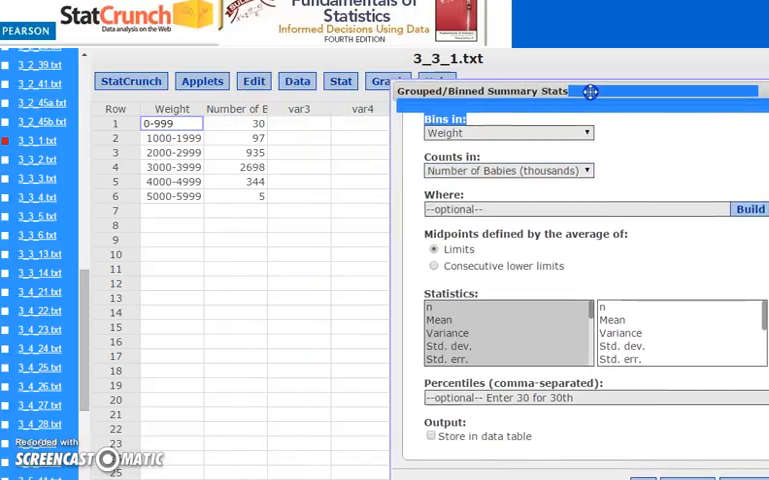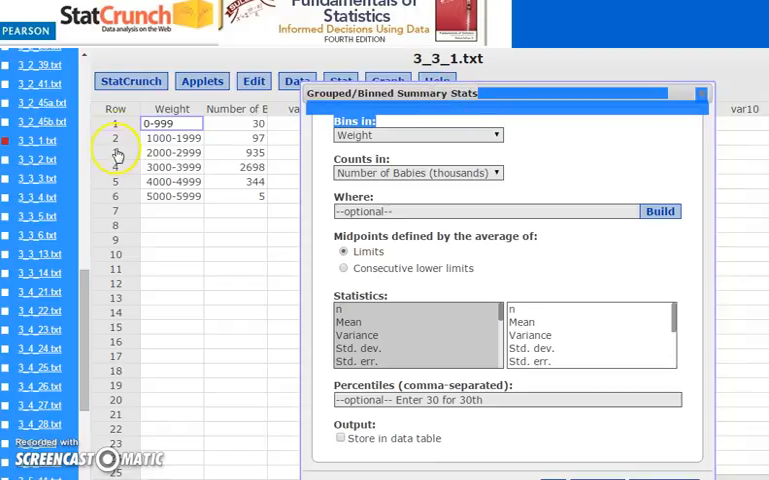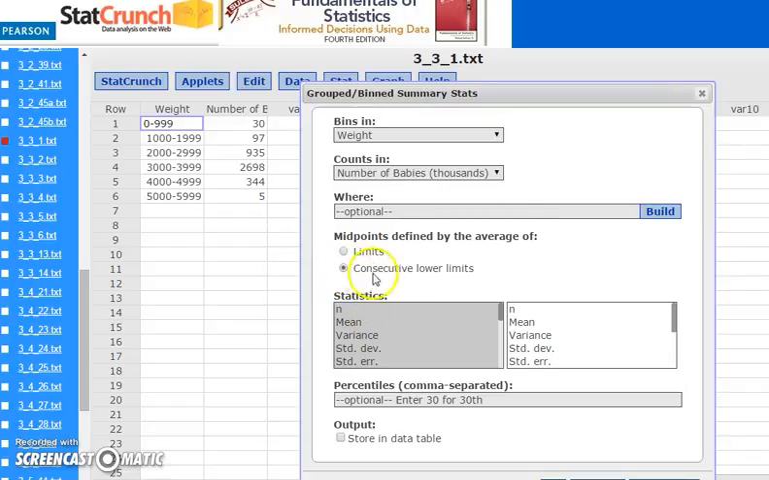We discussed in class if we were going to do this by hand, our midpoint for our first category would be halfway between the consecutive lower limits, or we would pinpoint that first midpoint at 500. So this is the way our book chooses to do it, which in StatCrunch we need to make sure we choose the consecutive lower limits option.